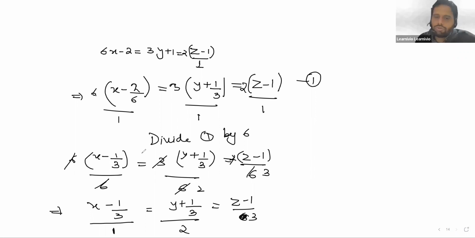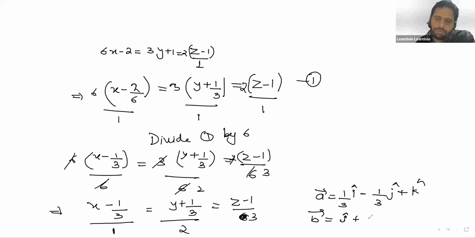So what is A here? From this standard form, we can say A is what? Change the sign: 1 by 3 i cap, because in the formula we have x minus x1. Next, minus 1 by 3 j cap, and here z minus 1 means plus k cap. This is A and this is B. B is i cap plus 2j cap plus 3k cap.